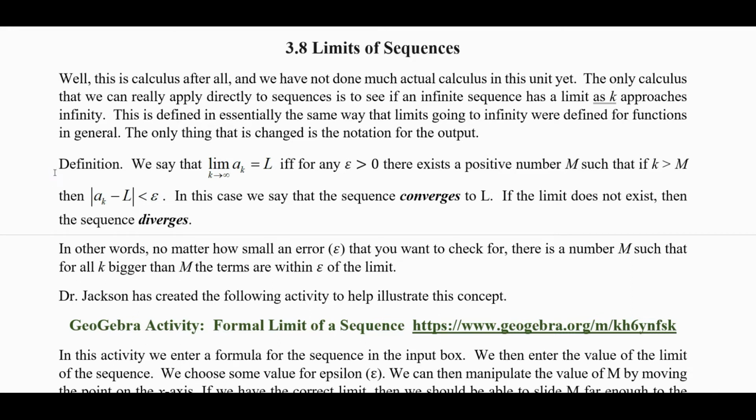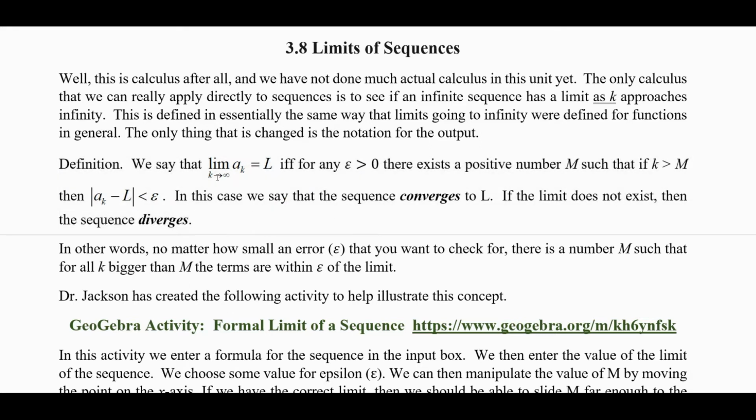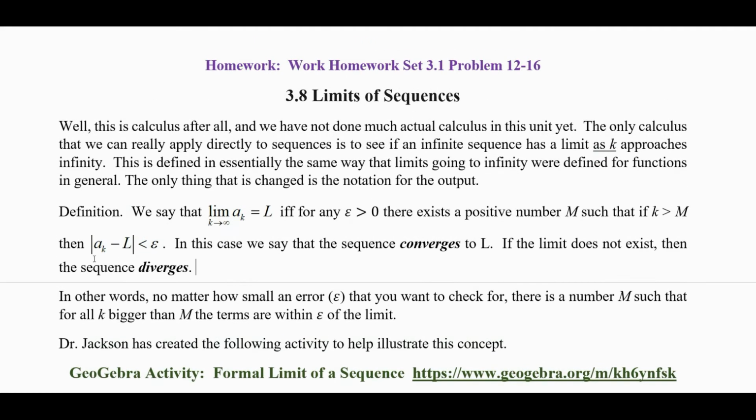So here's the actual definition right here. We say that the limit as k approaches infinity of a sub k equals some number L, L is the limit, if and only if for any epsilon greater than 0 there exists a positive number m such that if k is greater than m, then the absolute value of a sub k minus L is less than epsilon. In this case, we say that the sequence converges to L. If the limit does not exist, then we say the sequence diverges.